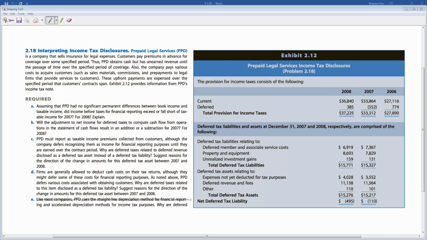In this video, I'm using problem 18 to discuss the income tax footnote, how to read it, and how to utilize the information disclosed in the footnote. Understanding the company's tax is very important to understanding the company's business, their strategies, and prospective performance.